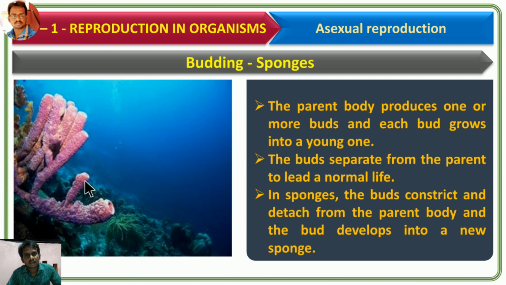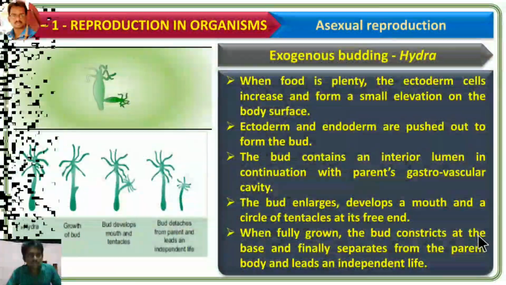After the completion of their growth, the young buds detach from the parent body and grow into new organisms. In sponges, that means in Leucosolenia, this name is given in your textbook. The buds constrict and detach from the parent body, and the bud develops into a new sponge. So this is the first kind of exogenous budding seen in sponges, Leucosolenia. It is a type of marine sponge. That's all.